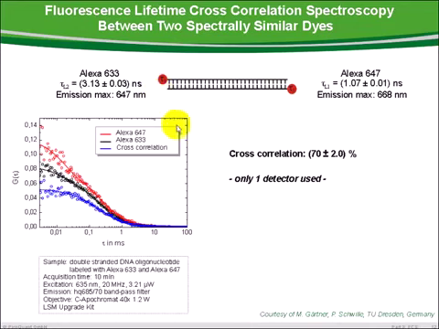The graph shows both autocorrelation curves and the cross-correlation curve, all calculated from one measurement. The cross-correlation amplitude could be determined to be 70% with respect to the mean amplitude of the autocorrelation curves, showing that the majority of DNA strands were double-stranded and labeled with both dye molecules.